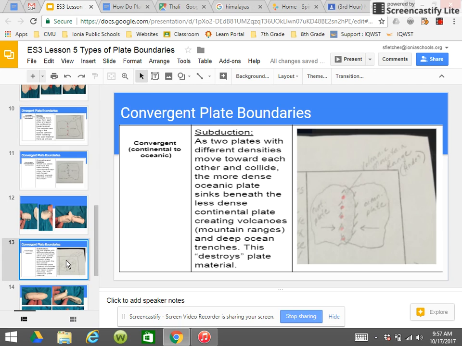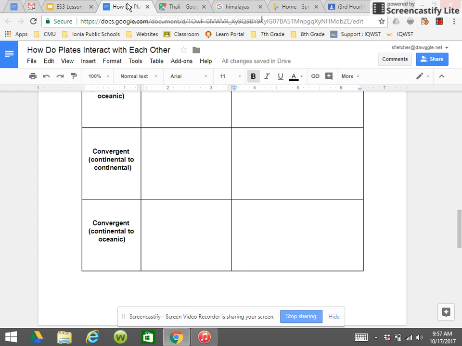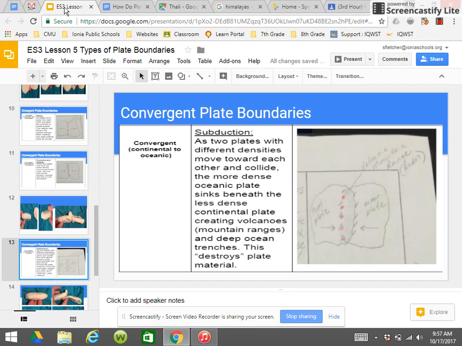And the plates on Earth do the exact same thing. So go ahead and go back to your document, look up where it says continental to oceanic, include this information in there, draw the picture as you would.